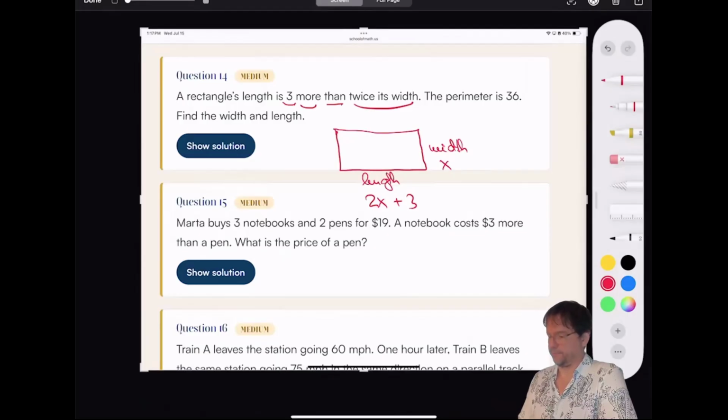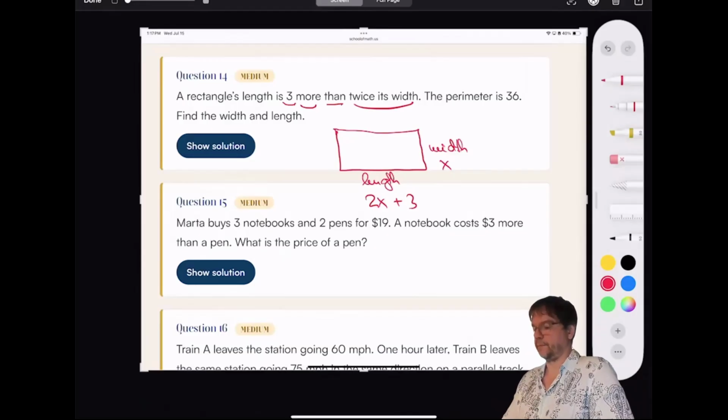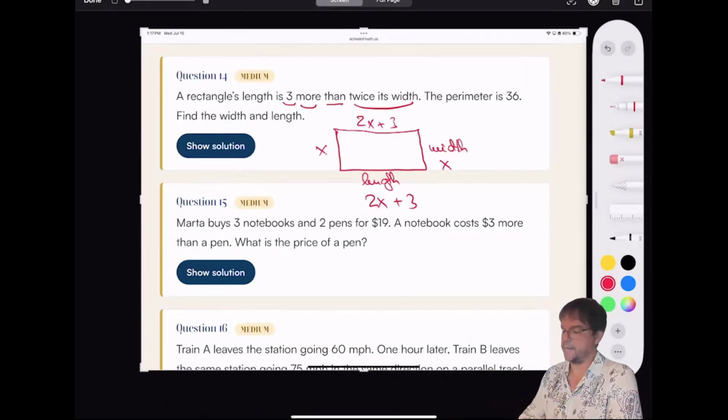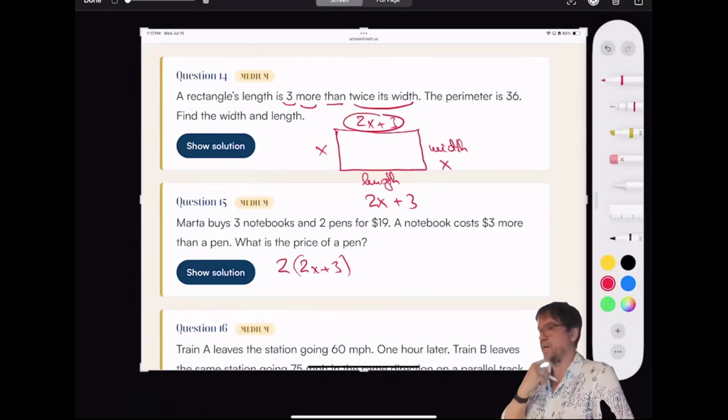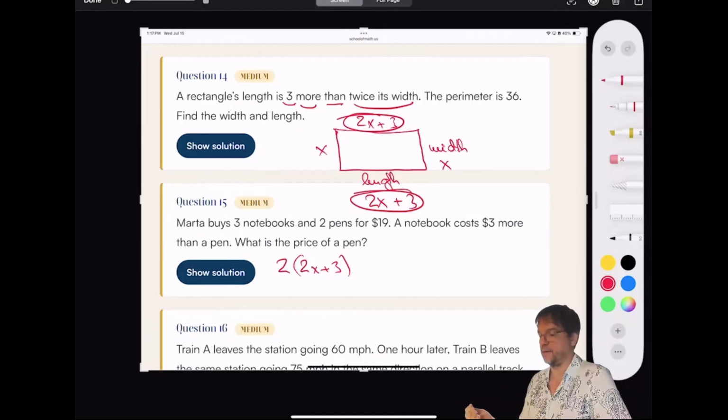The perimeter is 36. What is the perimeter? The sum of all the sides. This side is 2x plus 3, this side is x. So I have 2x plus 3 times 2, because I have 2 of this. Or you can do 2x plus 3 plus 2x plus 3, it's the same thing. Plus 2x, or x plus x, is equal to 36.